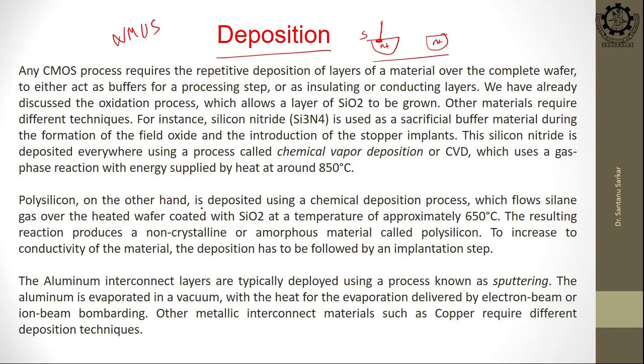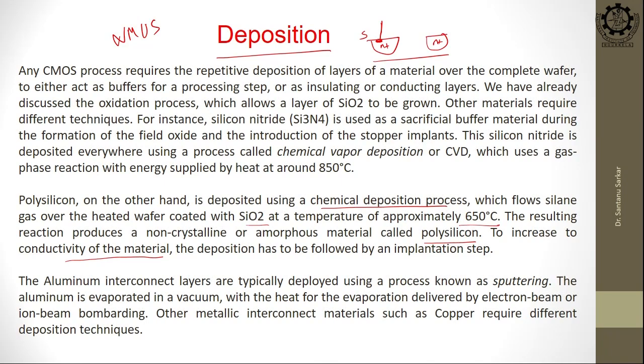Polysilicon, on the other hand, is deposited using a chemical deposition process. So, this is also deposited, but sometimes it is metallic deposition, sometimes it is chemical deposition. Okay. So, silane gas is passed over the heated wafer coated with SiO2 at a temperature of 650 degrees centigrade. The resulting reaction produces a non-crystalline or amorphous material called polysilicon.